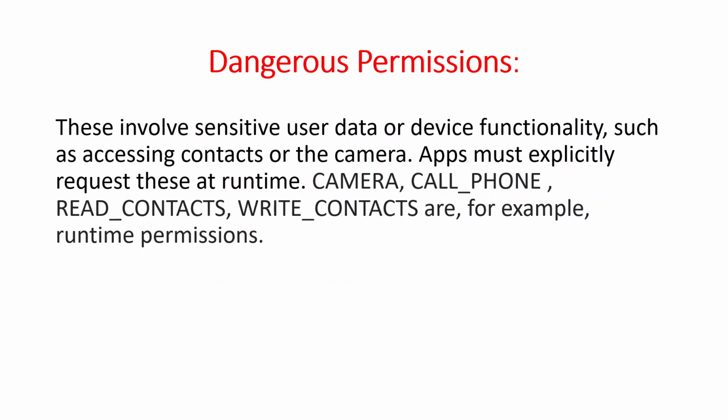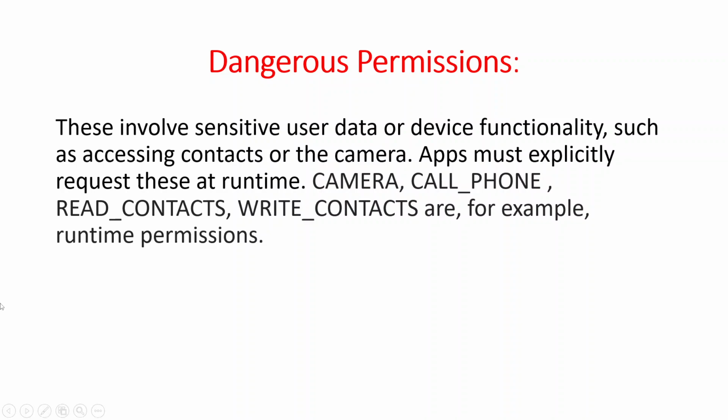So the next type of permission is the dangerous permission. This involves sensitive user data or device functionality, such as accessing the contacts or the camera. Apps must explicitly request these at runtime. Camera, call, read contacts, write contacts are examples of runtime permissions. Okay, let's implement it by using one example.